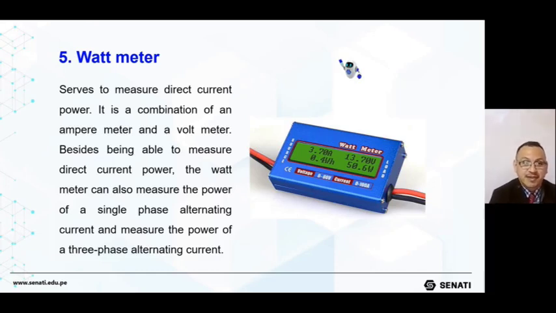Wattmeter. The wattmeter serves to measure direct current power. It is a combination of an ampere meter and a voltmeter. Besides being able to measure direct current power, the wattmeter can also measure the power of a single phase alternating current and measure the power of a three-phase alternating current.